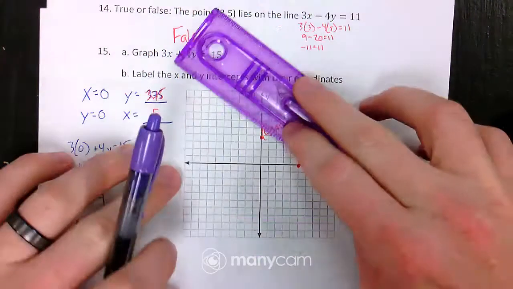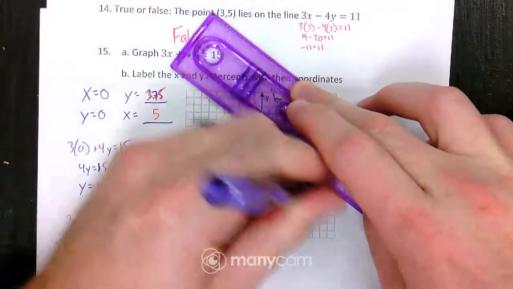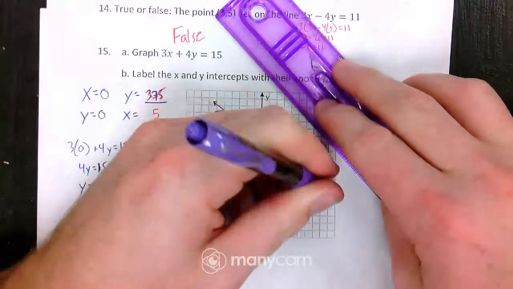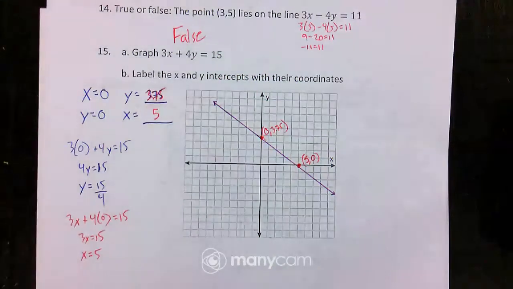And don't forget, it says graph the line. It doesn't say graph the points. It says graph the line, label the points. So, therefore, you need to have that line through those 2 points.